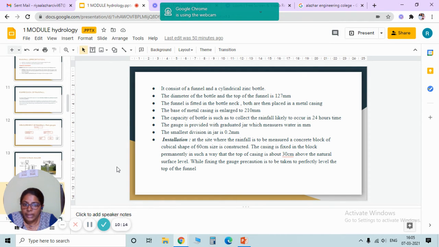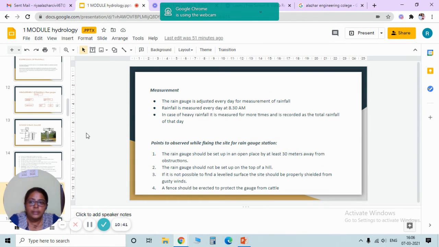At the site where the rainfall is to be measured, a concrete block of cubical shape of 60 centimeter size is constructed. The casing is fixed in the block permanently in such a way that the top of the casing is about 30 centimeter above the natural surface level. While fixing the gauge, we need to take certain precautions: it must be perfectly leveled with the top of the funnel, else it will collapse. The measurements are taken in Simon's rain gauge every day at 8:30. In case of rainfall, it is measured more times and is recorded as the total rainfall of the day.